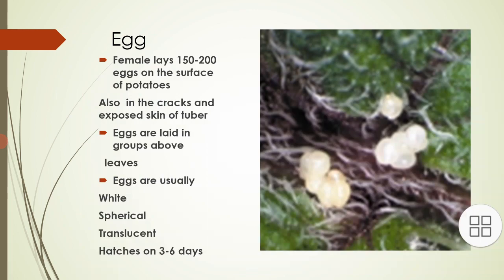Egg. Female lays 150 to 200 eggs on the surface of potatoes, also in the cracks and exposed skin of tuber. Eggs are laid in groups above leaves. Eggs are usually white, spherical, translucent and hatch in 3 to 6 days.